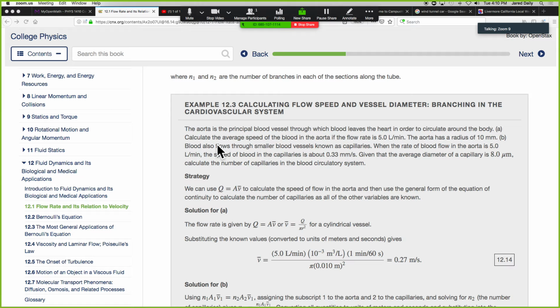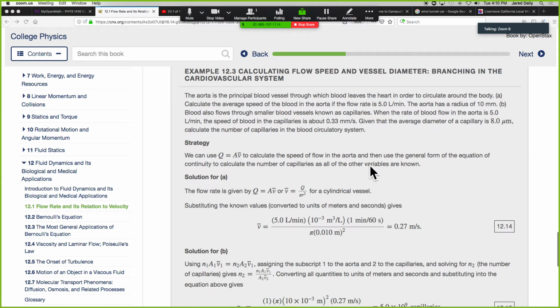But the blood is also flowing through the capillaries. Now the capillaries are the tiniest little blood vessels in your body that are out in your muscles and surrounding your cells and things like this. And those are super tiny. The rate of blood flow in the aorta is 5 liters per minute. The speed of the blood in the capillaries is 0.33 millimeters per second. So they're telling us the blood flow in the aorta and the speed in the capillaries.